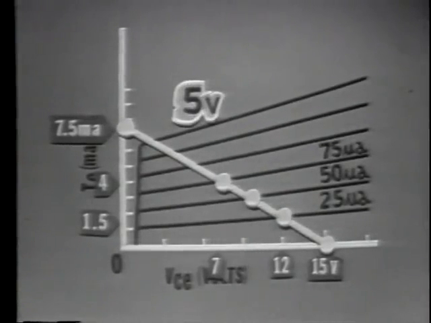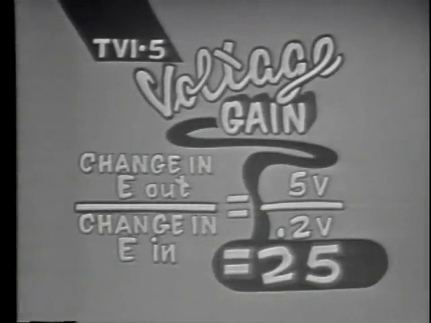Okay, we have a 5 volt peak to peak change in the output, but what was the input voltage change? Remember we said earlier the base to emitter resistance was 4K ohm. Well, with a 4K ohm of resistance and 50 microamps of base current, according to Ohm's law, the input voltage change must be 0.2 volts peak to peak. What's the voltage gain? To find the voltage gain, we divide the output voltage change by the input voltage change. The voltage gain is 25.